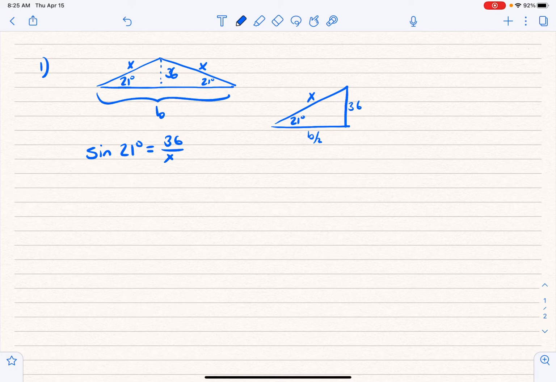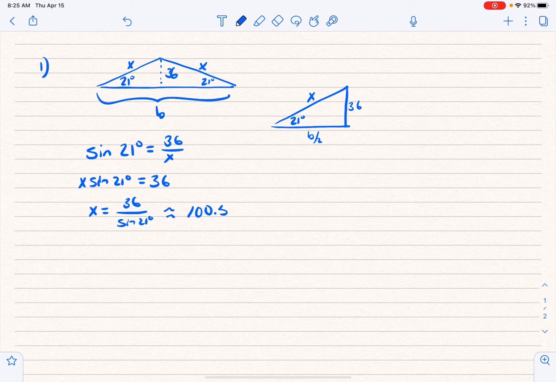If I multiply both sides by x, I end up with x times the sine of 21 degrees is equal to 36. Divide both sides by sine of 21, I get x is equal to 36 over the sine of 21 degrees. I plug that in my calculator, 36 divided by the sine of 21 degrees, and I get about 100.5. Okay, so that's going to be about 100.5.